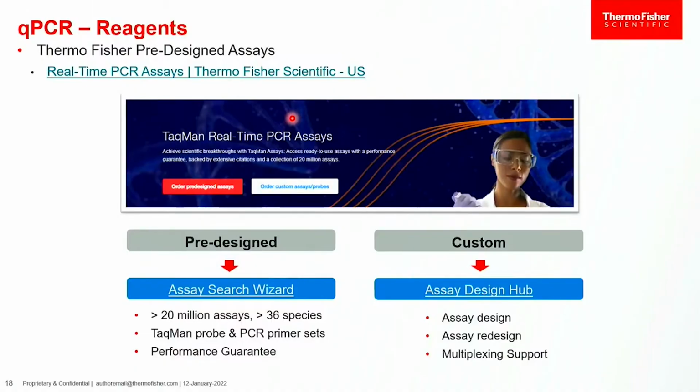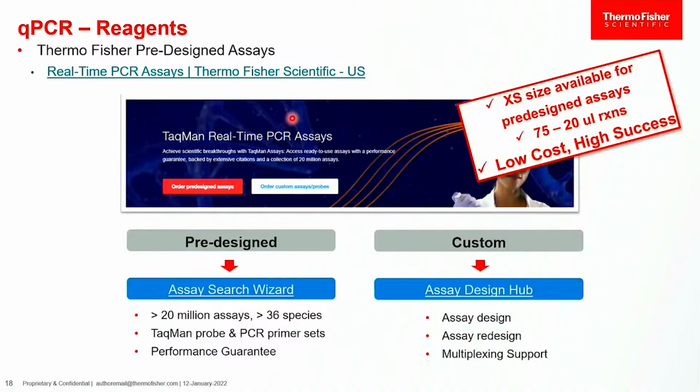Again, the website can be really confusing. So if you are not confident on what you're looking at in this search tool, let's talk. But one thing I do want to point out, it's not evident when you first look, but we have something called the extra small size. The extra small size will get you 75 20 microliter reactions or 150 10 microliter reactions. It is a very low cost, high success tool. So I highly recommend that you invest in these assays.